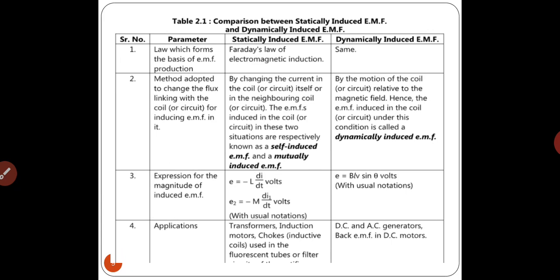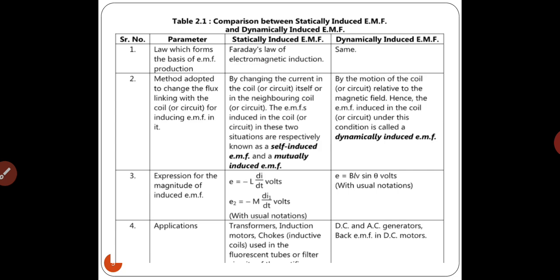Comparison between statically induced EMF and dynamically induced EMF. As we have understood in the previous presentation, dynamically induced EMF is the EMF produced wherein the coil is moving and the flux is stationary, whereas in statically induced EMF the coil is stationary whereas the flux is changing or moving. In statically induced EMF we have two types, one is self-induced EMF and the other is mutually induced EMF. So, it is clear from the previous presentations.